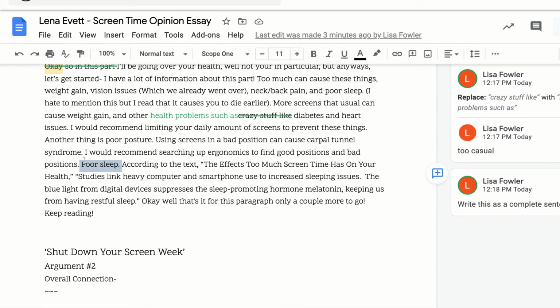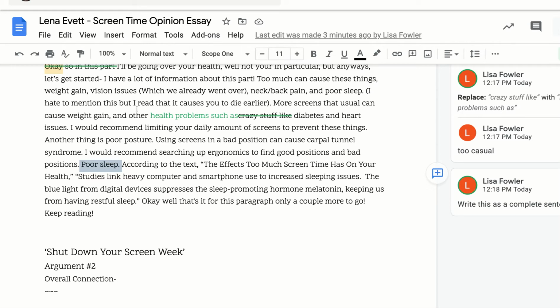One more thing, there's a sentence here that says poor sleep. You have to write it out as a complete sentence. So you could say something like too much screen time can cause poor sleep, or poor sleep is another side effect of too much screen time, something like that.